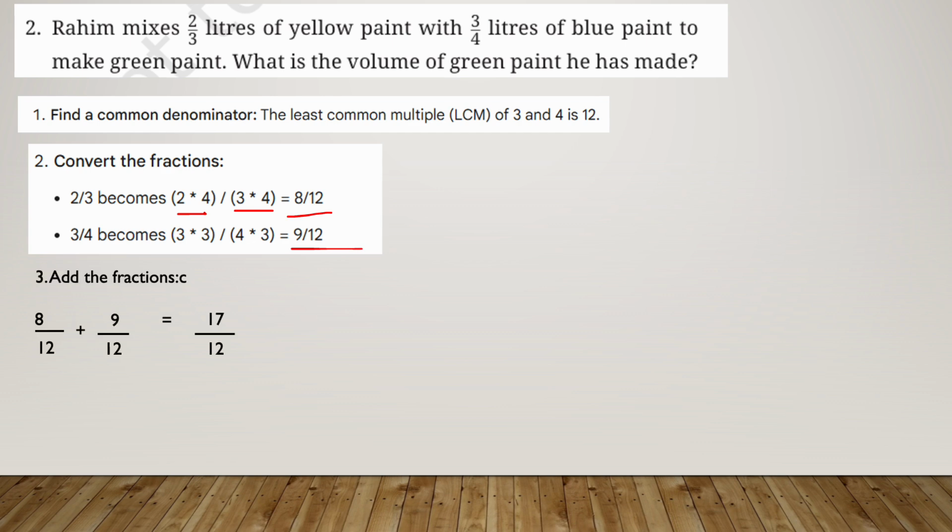Then add the fractions. 8 by 12 plus 9 by 12. That is 17 by 12. We will get 1, 5 by 12. Therefore, Rahim has made 1, 5 by 12 liters of green paint.